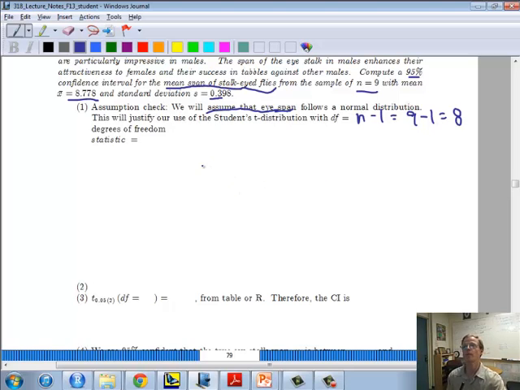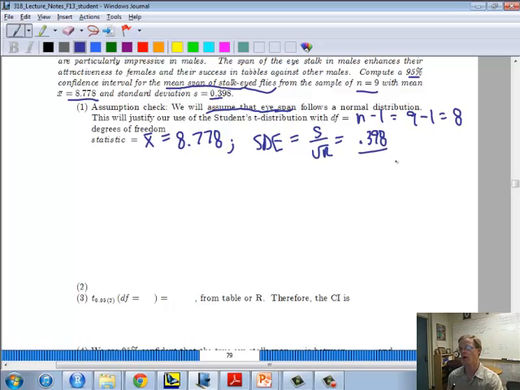Okay, so the statistic is X bar equals 8.778, and the standard error is, we use S over square root n, which gives 3.98 over square root of 9. So that's going to get us about 0.12 or so, 0.13.